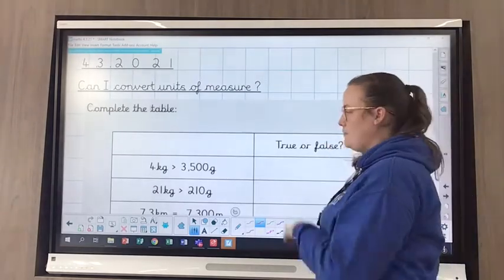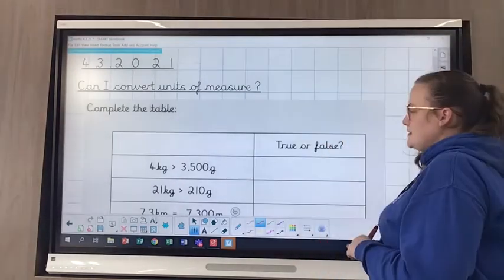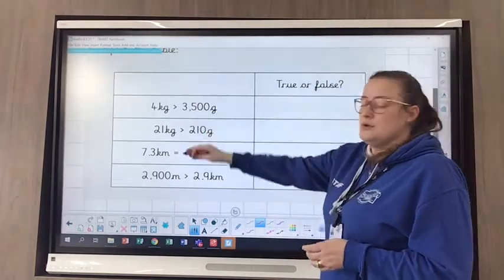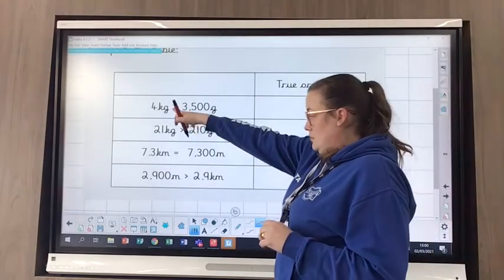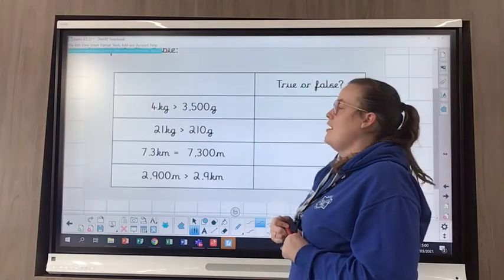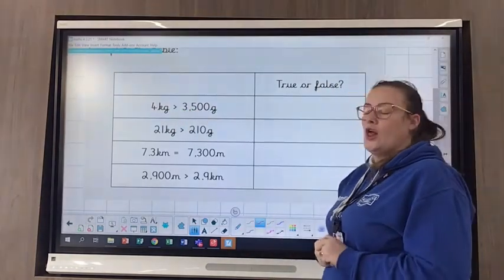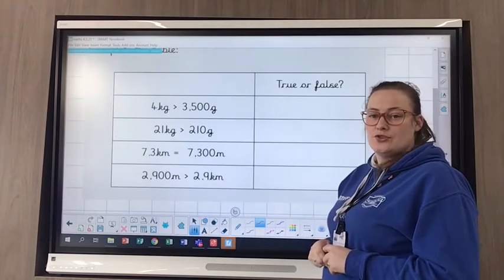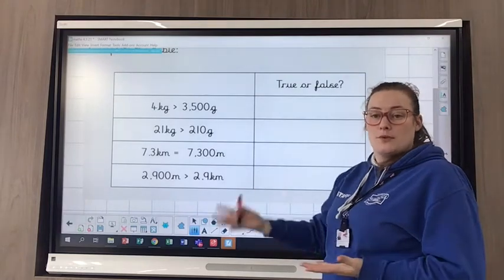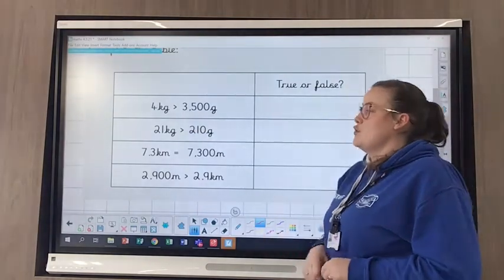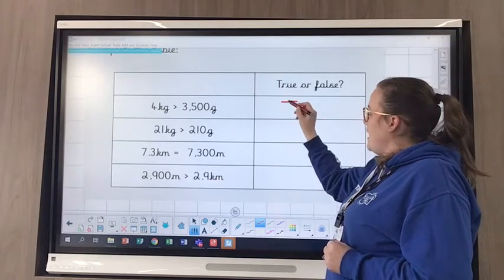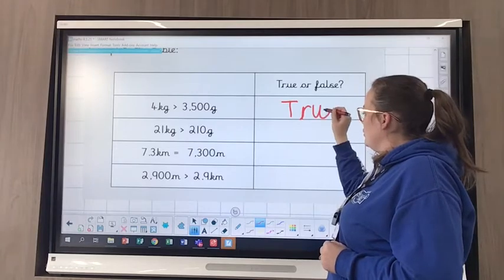Super work, Year 5, well done. So now I've got to complete the table activity. And this is a true or false, using our symbols of greater than and less than. So is 4 kilograms greater than 3,500 grams? So if we converted 4 kilograms into grams, we know that we're multiplying by 1,000, so it would be 4,000 grams. So is it true or false? Yes, it would be true.